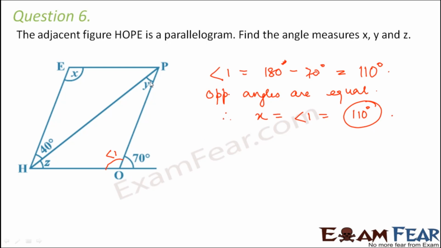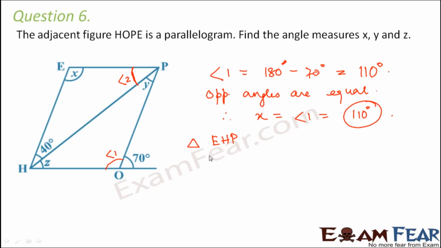Now, let us talk about the other angles. Now, let us talk about the triangle EHP. Now from triangle EHP, we know x, we know 40, we do not know this angle. So if we are able to find out this angle, we should be able to find out z, because z is equal to this angle. Right? So let us call this angle as angle 2.